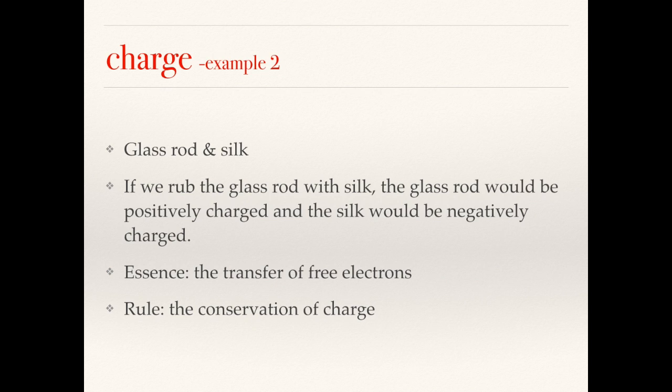The second example will be the glass rod and silk. If we rub the glass rod with silk, the glass rod will be positively charged and the silk will be negatively charged. The essence of this kind of phenomenon is the transfer of free electrons. When we rub the glass rod with silk, the electrons will go from the glass rod to the silk. As the glass rod loses something negatively charged, it becomes positively charged, and the silk becomes negatively charged. There is also a rule, the conservation of charge, behind this. We will first talk about the conservation of charge and then go back to this example.